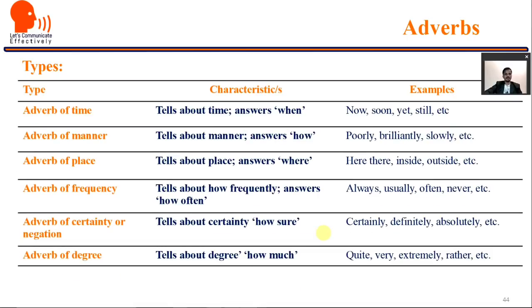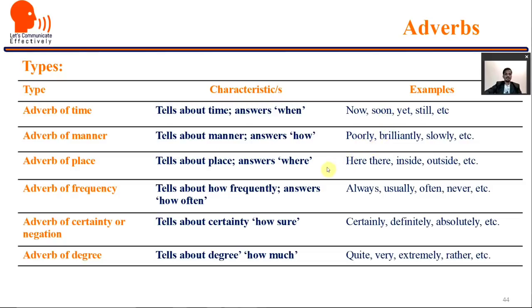The types of adverbs now, they are divided in these types. Adverb of time, manner, place, frequency, certainty and degree. Adverb of time tells about time and answers the question when, like now, soon, yet, still. If the adverb is answering the question when, then it is adverb of time. Adverb of manner tells about manner or answers how, poorly, brilliantly or slowly. Right? For example, I will submit my assignment soon. You have written your assignment very poorly.